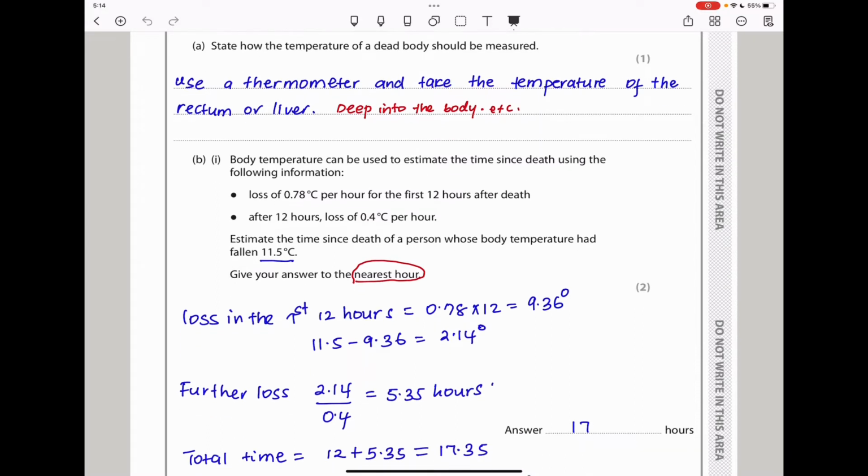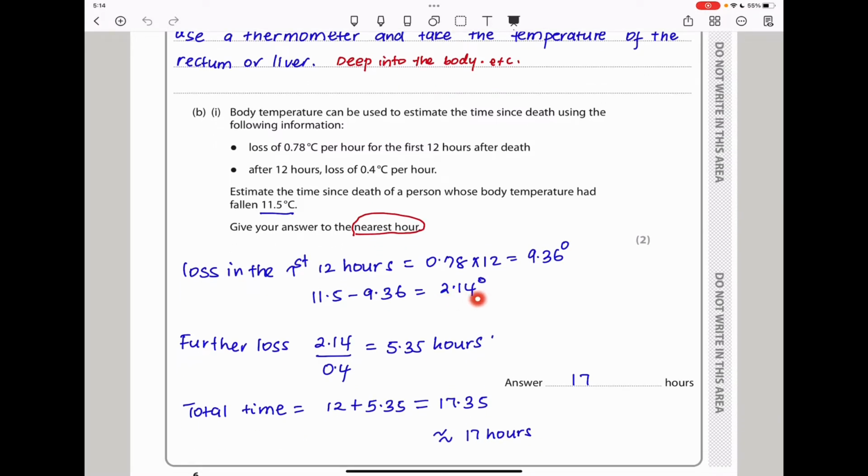So let's see. Remember, they want us to show our answer to the closest hour. So the loss in the first 12 hours is going to be, since this is per hour, 0.78 times 12, which gives us 9.36. And you can see 9.36 and 11.5 are not the same, so there is a balance. To get that balance, we say 11.5 minus 9.36, which gives us 2.14. Now we know this is going to be in the next 12 hours.